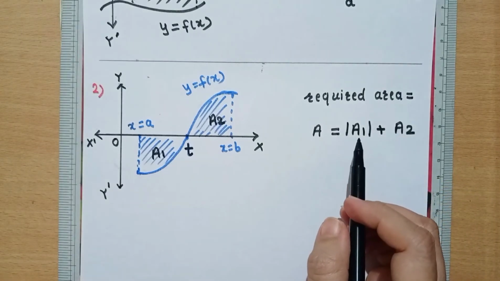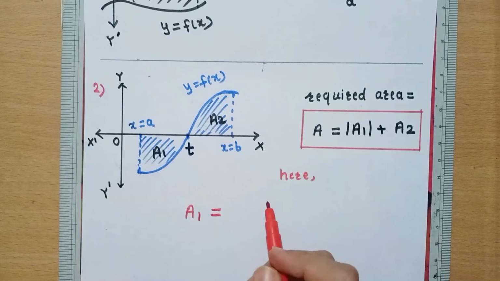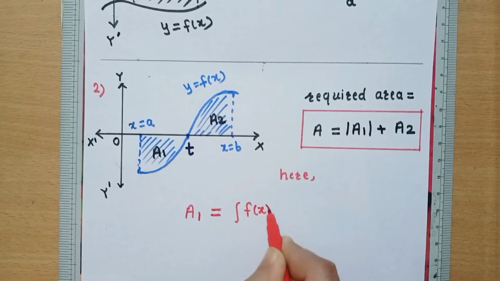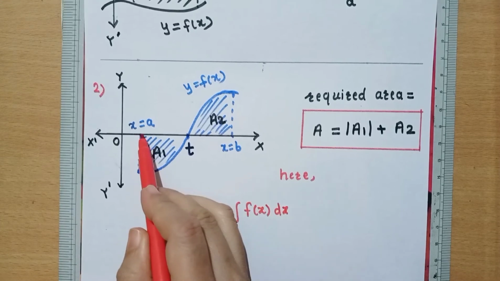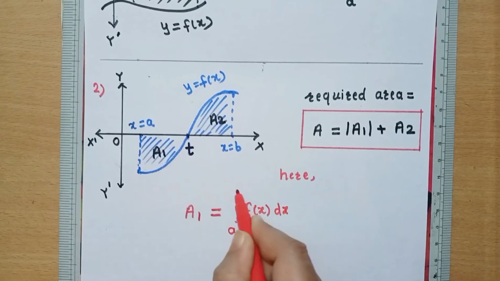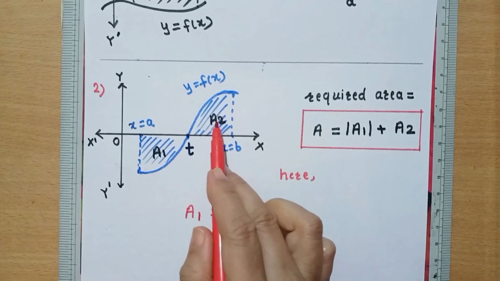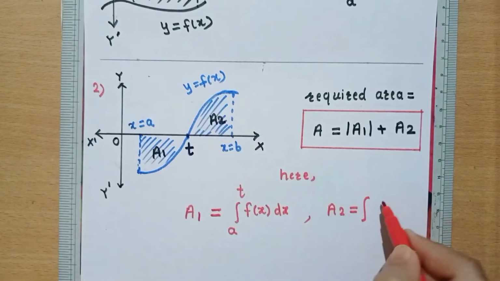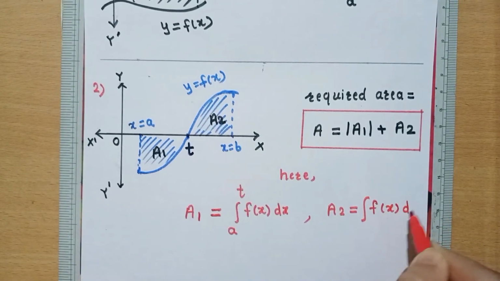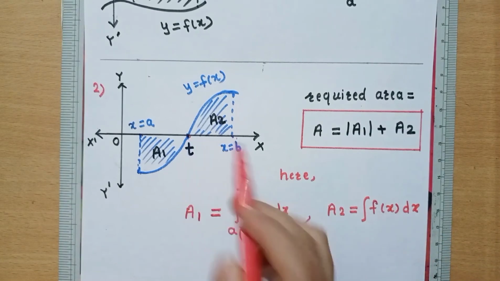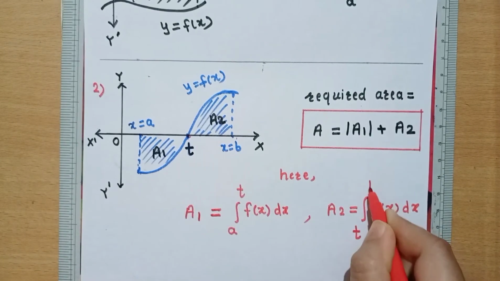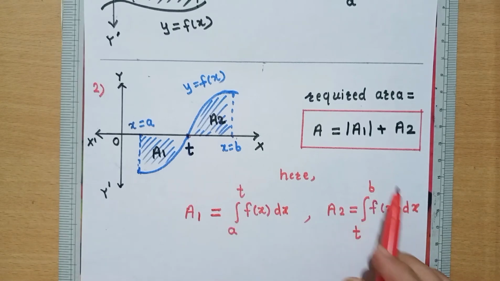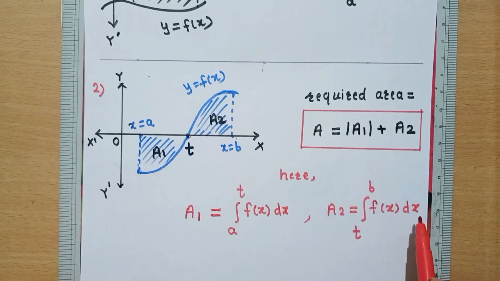So here we will find the area A1 by the formula. A1 means integration of f of x dx, and the limits are from a to t. Again we will find A2, which is again the integration of the same curve f of x dx, but the limits are from t to b. So first we will find A1 and A2 separately, and then we will substitute in this formula.